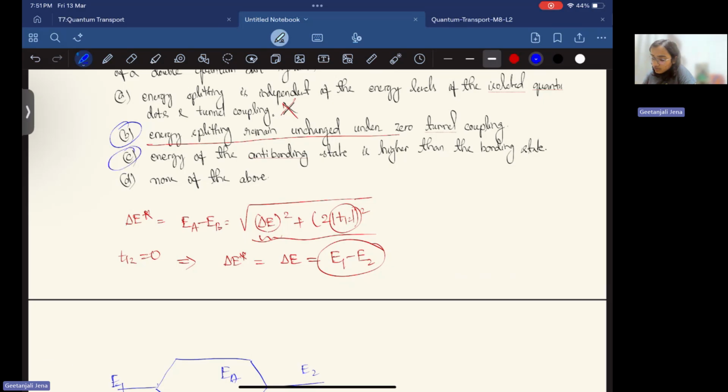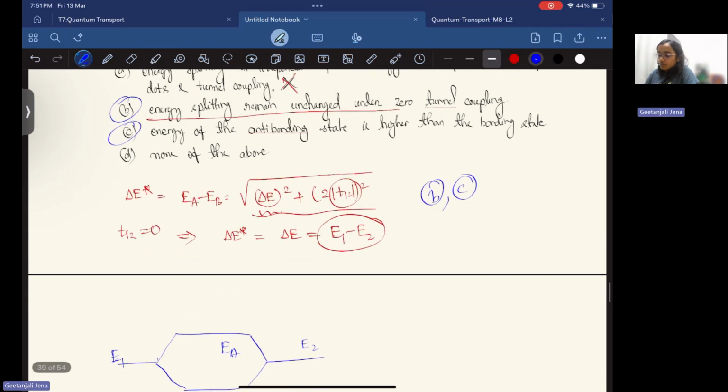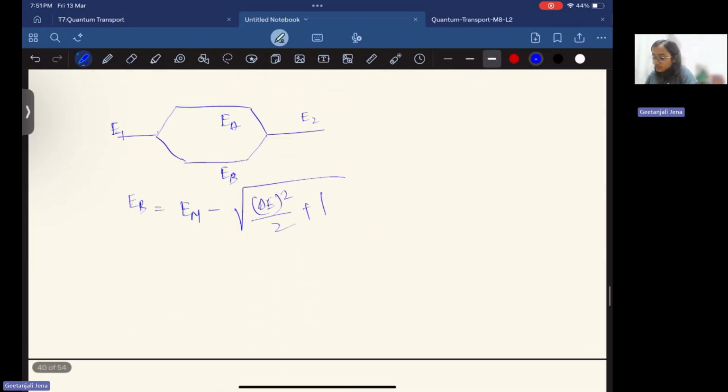So option C is also correct. So the correct options are B and C. Option D is not the answer because it says none of the above.